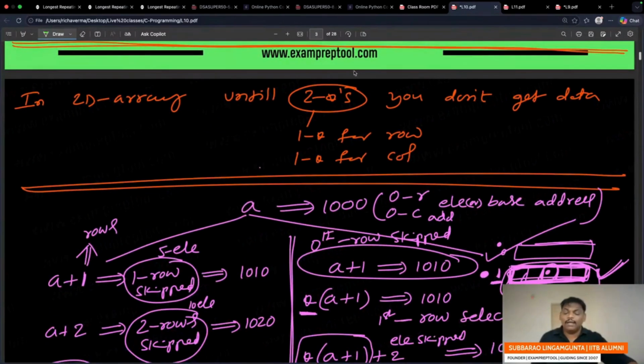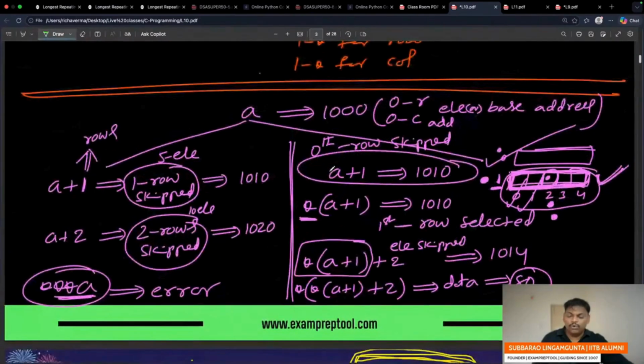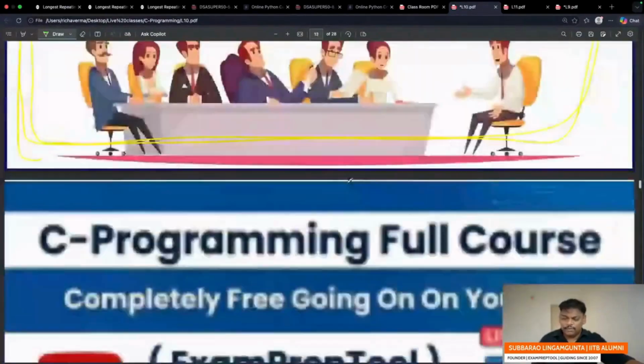In a 2D array, until 2 stars, you don't get data. 1 star for row, 1 star for column. Right? I think I said one small story also. See, this small story, please take care of that.